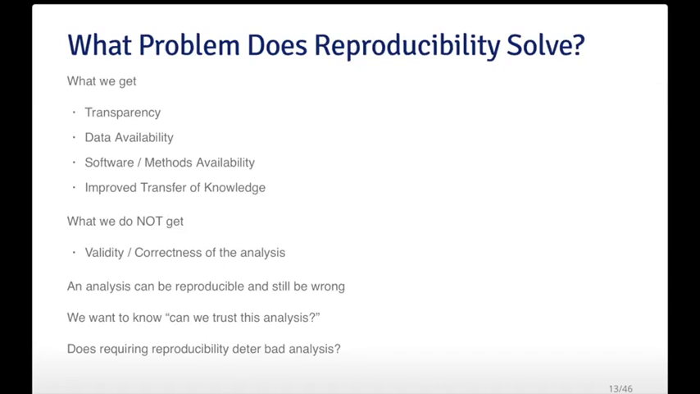One question you might legitimately ask is, if you required every study and every analysis to be reproducible, would that somehow deter people from doing bad analysis? And I fundamentally think the answer is no.